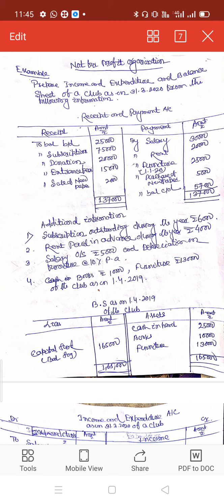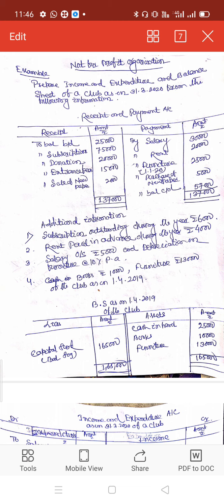Now we have to know the meaning of the not-for-profit organization. The organizations which are set up for promotion of education, culture, sports, charity, health, etc., for the objective of general public utility, are known as not-for-profit organizations. The basic objective is to render social services instead of earning profit, which is just the reverse of business. The main objective of business is to earn profit by satisfying consumer needs, but here our main objective is to render social services instead of earning profit.